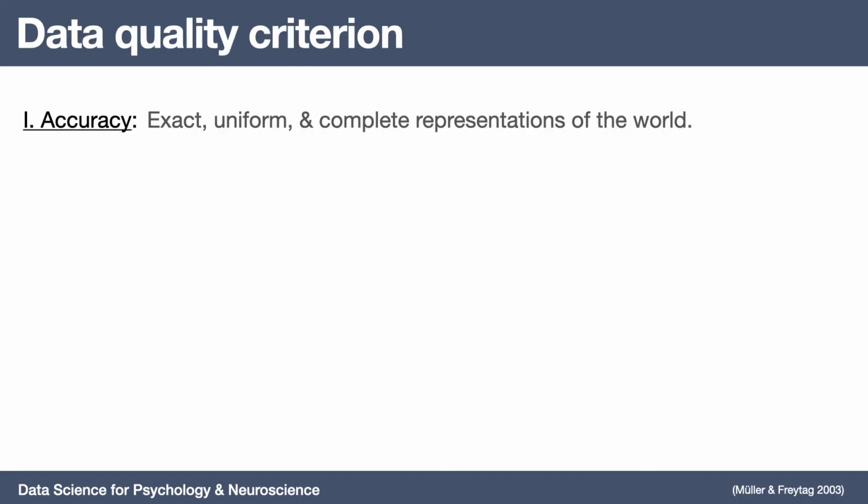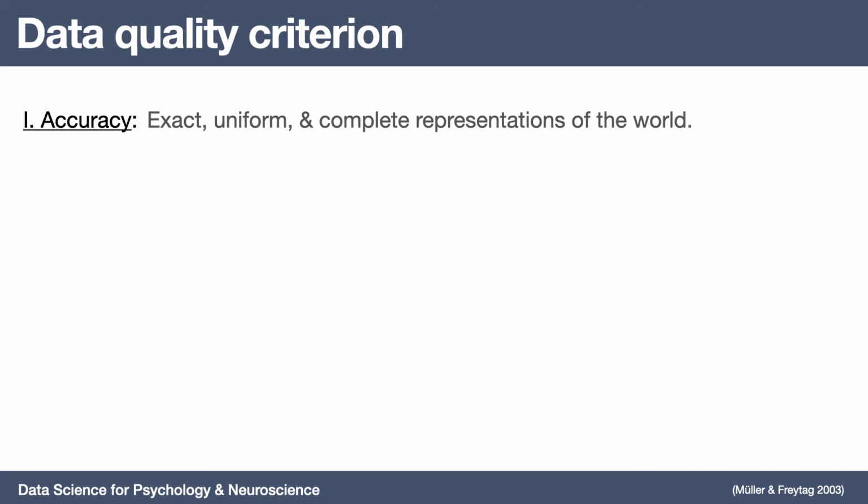Now, Mueller and Freytag came up with a set of data quality criteria in order to think about exactly how to evaluate the quality of your data. They break them down into two large domains. And the first domain is accuracy criteria. And these are just measures of the exact, uniform, and complete representations of the world in your data.